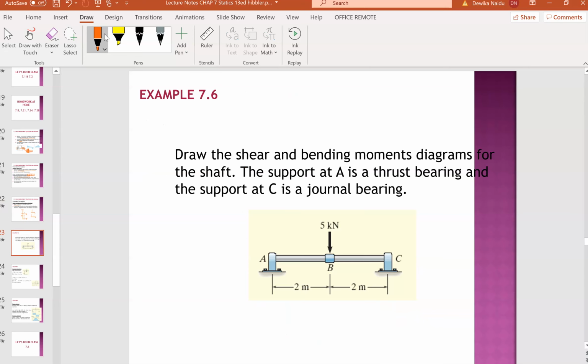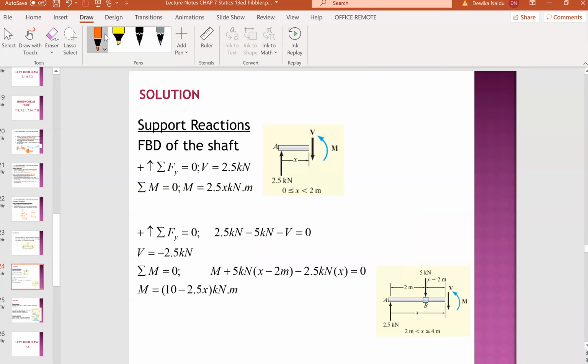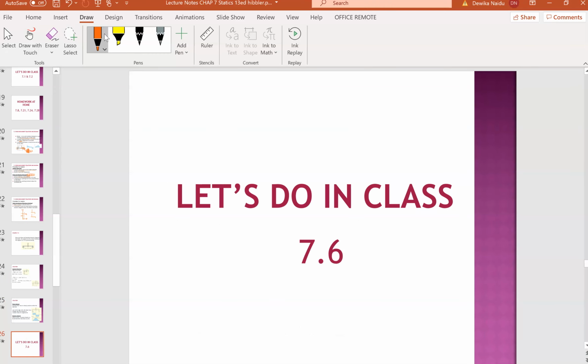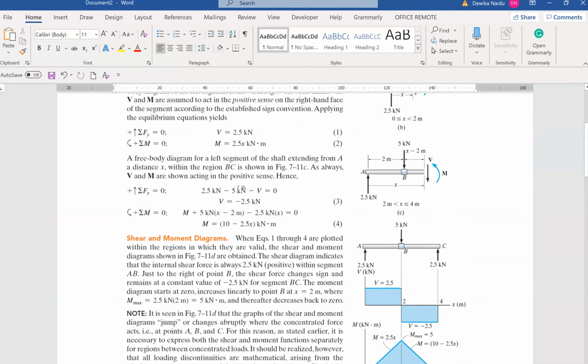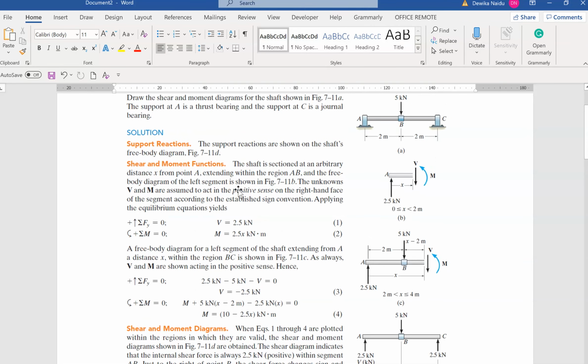Once again, we'll be skipping the example from the class exercise because it's a bit simple, so I will go straight to the textbook, a more complicated example. Let's look at this. We have to draw a shear and moment diagram for the shaft in figure 7.11a. The support at A is a thrust bearing, and the support at C is a journal bearing.